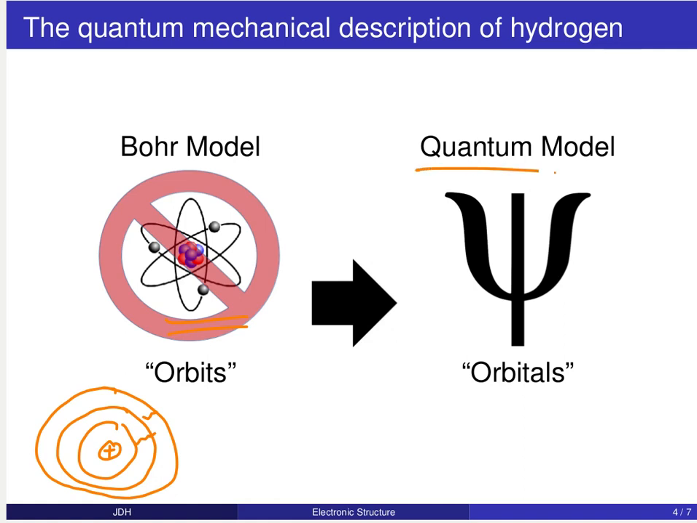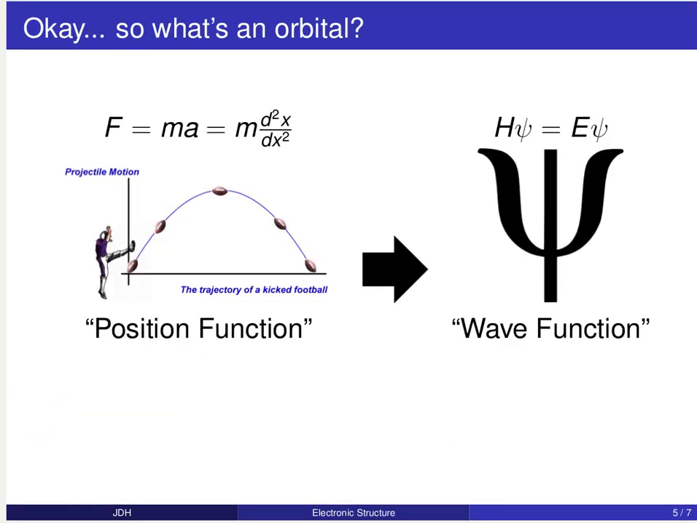Okay, so quantum theory is going to change this concept of a simple orbit, and we're going to exchange it with a concept we call the orbital. All right, so we are going to come up with orbital descriptions of atoms and molecules. So let's see what I mean by that.